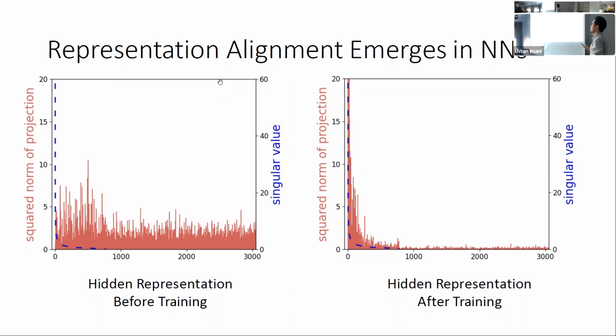And this is what I mean by saying that representation alignment emerges in neural networks. So when you have some training labels and you train a neural network on these labels, it learns a representation, even if this property is not there in the beginning, that has this relationship with your training labels. Is this also clear?